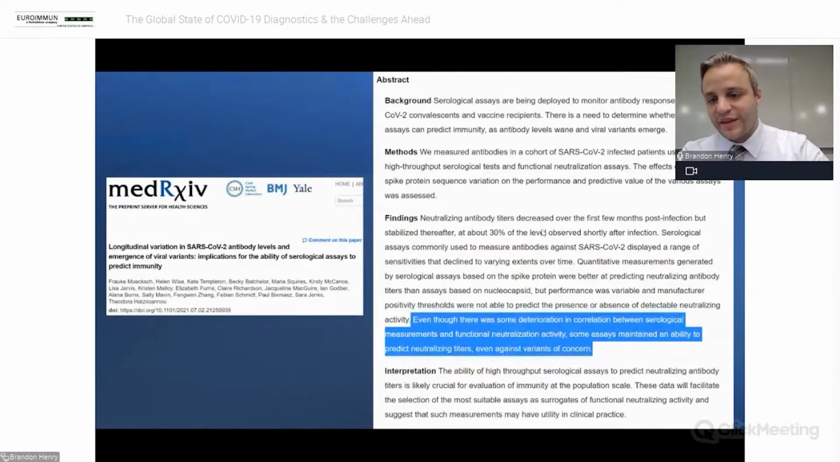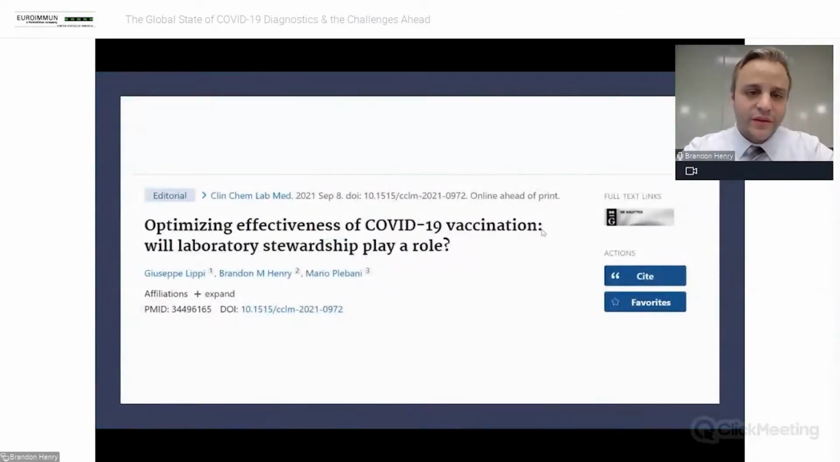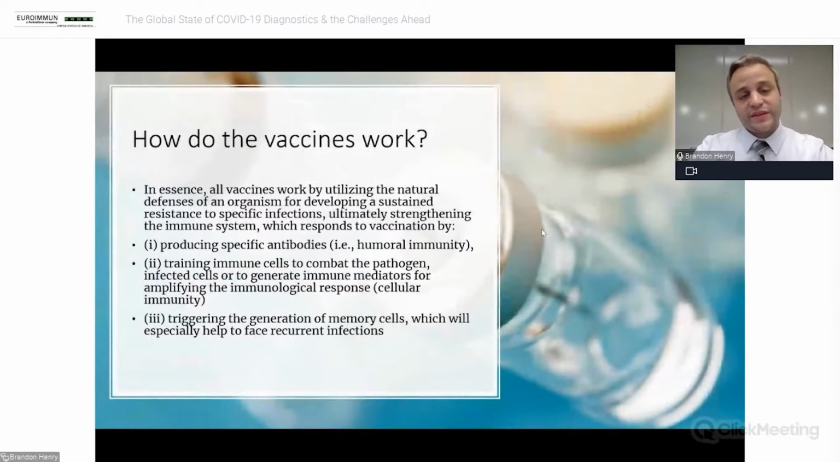But when it comes to predicting that exposure from the titer, it's a little bit more complicated. So let's now talk a little bit about how testing can play a role in optimizing the effectiveness of COVID-19 vaccination. But before we do that, let's define, how do the vaccines work? In general, all vaccines work by utilizing the natural defenses of an organism for developing a sustained resistance to specific infections, ultimately strengthening the immune system, which responds to vaccination in 1 of 3 ways.